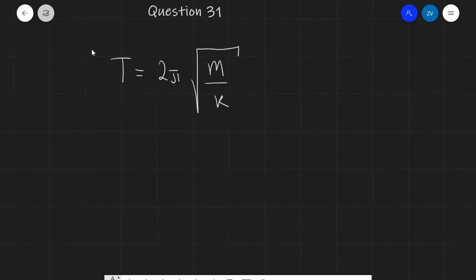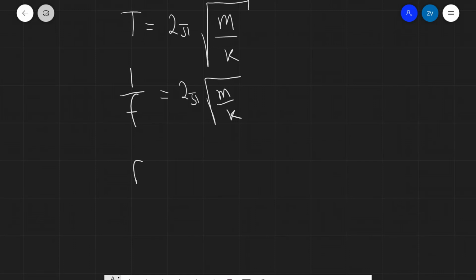Okay, question 31. We're almost there, guys. So this question is all about the equation for the time period as related to the mass in a simple harmonic oscillator, and this formula is found in your A-level physics insert. Now remember, the time period is equal to 1 over the frequency, so we can say that 1 over the frequency is equal to 2 pi the square root of m over k. Now we can flip both sides of the fraction, and we can say that the frequency is equal to 1 over 2 pi the square root of k divided by the square root of m.